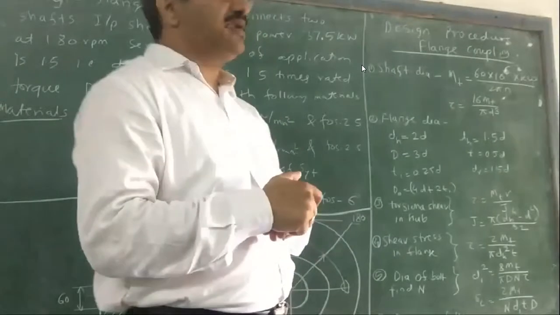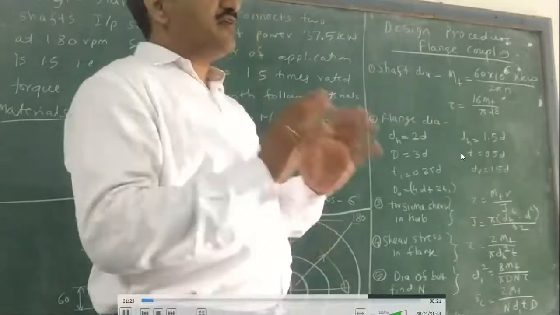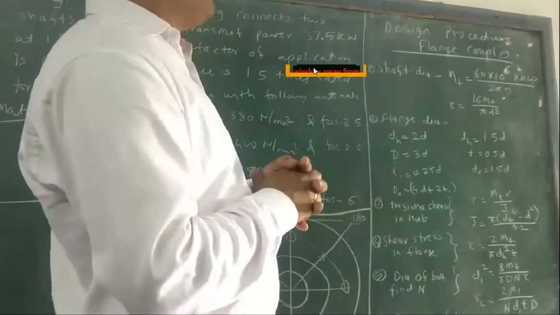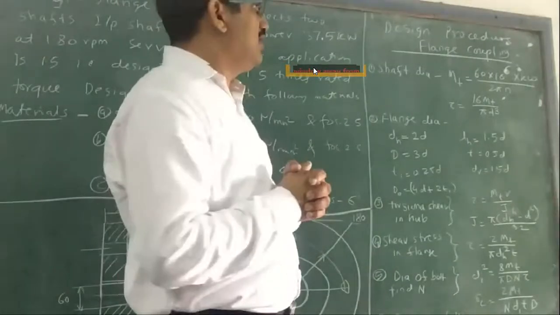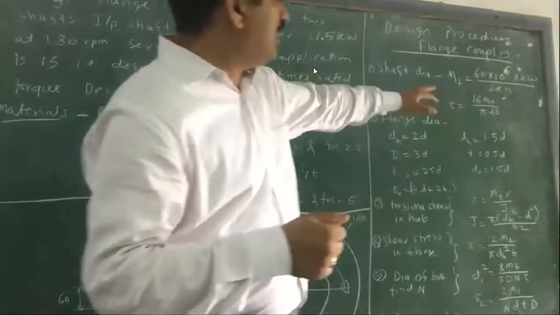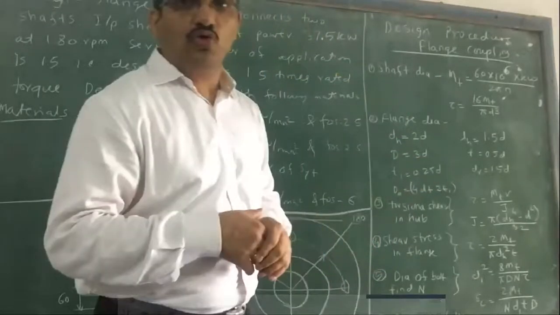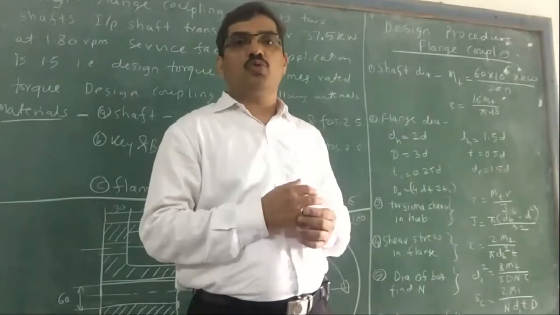Whenever we design a shaft, the procedure is that first we find the diameter of the shaft. How will we find the diameter? We will use the power equation. Like, Mt, the torque, is equal to 60 into 10 raised to 6 into power in kilowatt upon 2 pi n. Basically this is the equation of power. P is equal to 2 pi n T upon 60. It's another form of the same equation: power is equal to 2 pi n T upon 60.